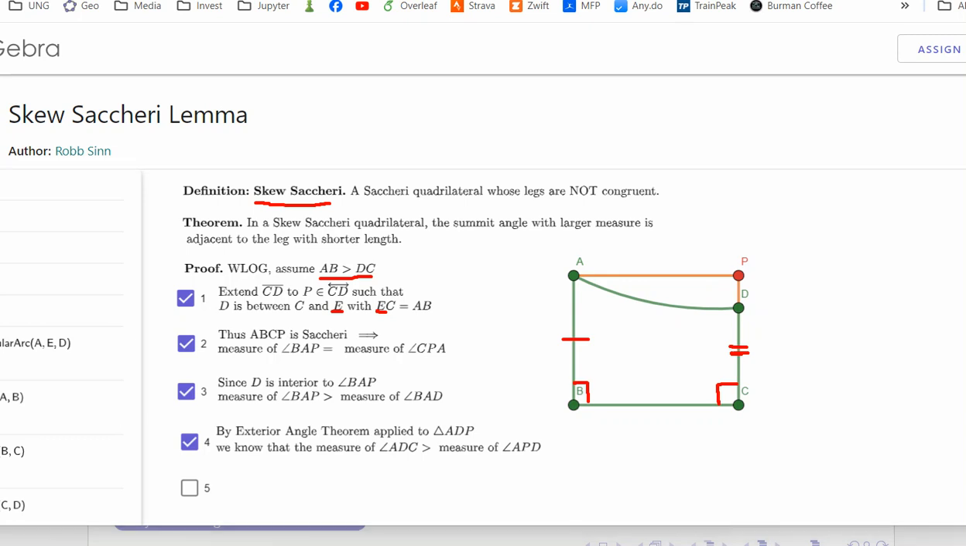Okay, so look at that triangle real quickly, ADP, right? So we're talking about this top triangle and applying the exterior angle theorem. We know that the measure of angle ADC is greater than the measure of APD. The measure of angle ADC, right here, is more than this angle.